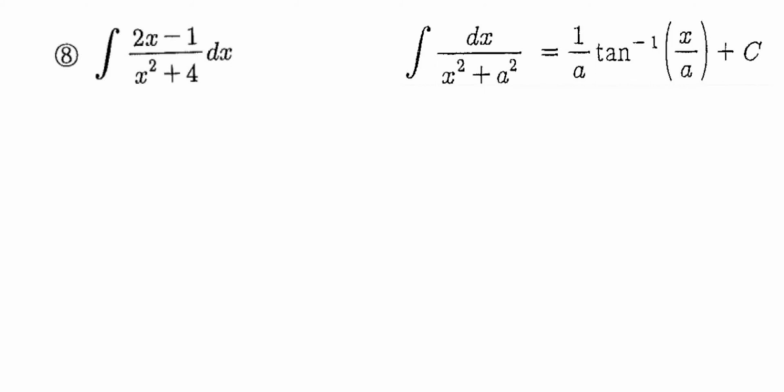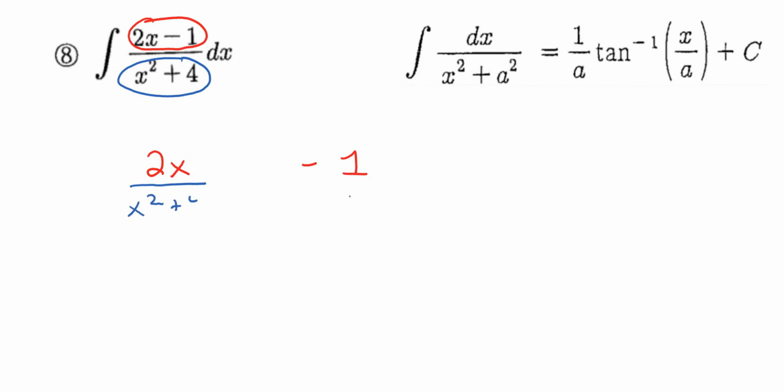For this particular problem, I'm going to take a look at the numerator, this 2x minus 1, and I'm going to split that up. I'll leave that as 2x and then a minus 1 over here. Then I will divide everything by the denominator, which is x squared plus 4. So this is going to be x squared plus 4, and this is also going to be x squared plus 4.